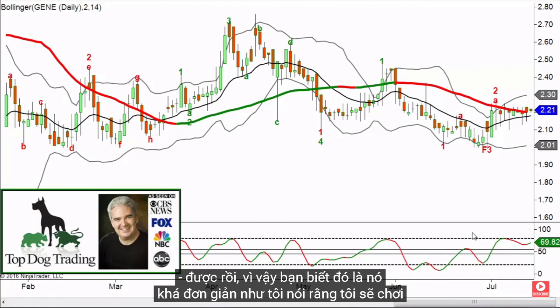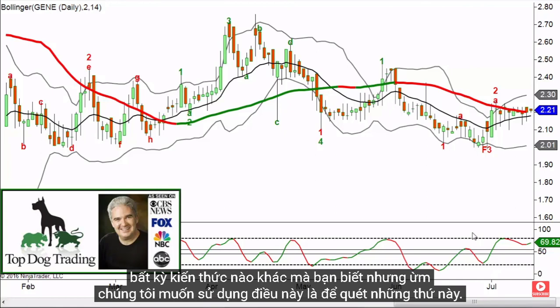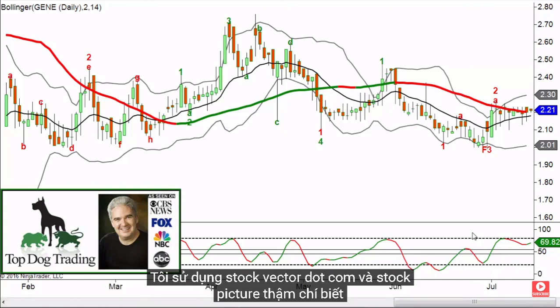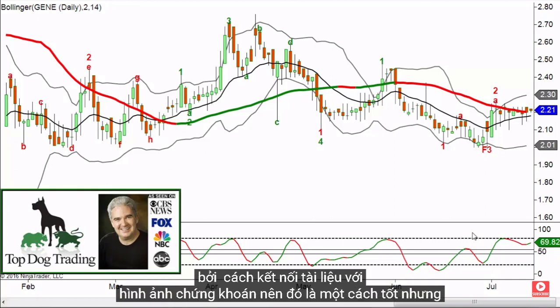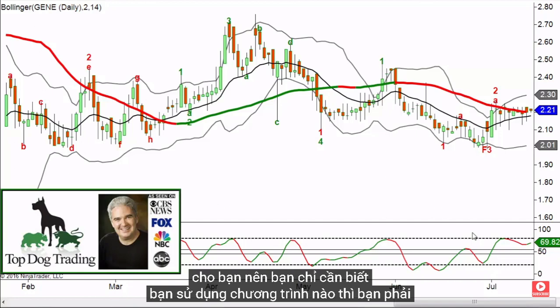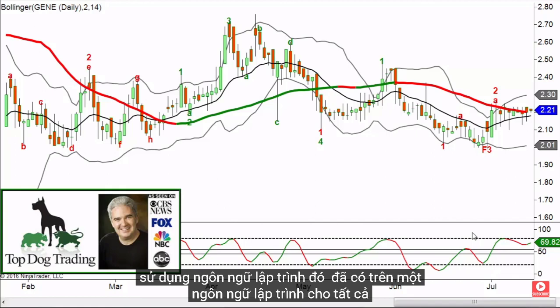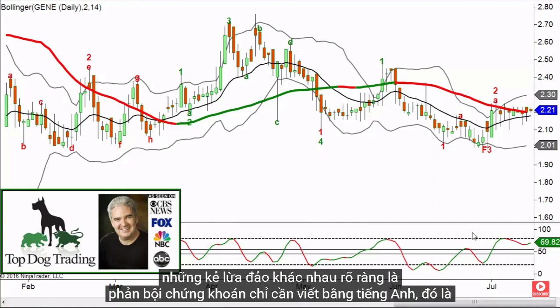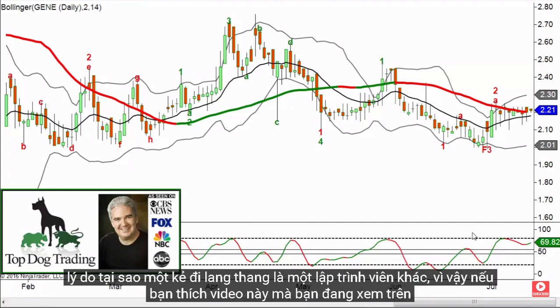Like I say, I would apply any other knowledge that you know, but the way I like to use this is to scan for these. I use stockfetcher.com, and by the way, I have no material connection with Stockfetcher. So that's a good one, but there are many good scanners out there, and you can program this in. I don't have it for you, so whichever program you use, you'd have to use that programming language. I don't have programming language for all the different scanners, obviously. With Stockfetcher, you just write in English. That's why I like it, because I'm not a programmer.